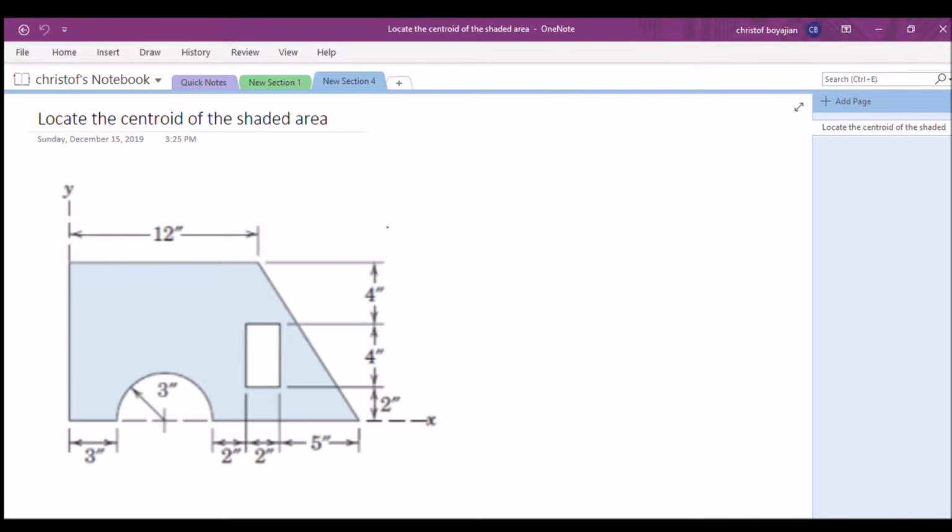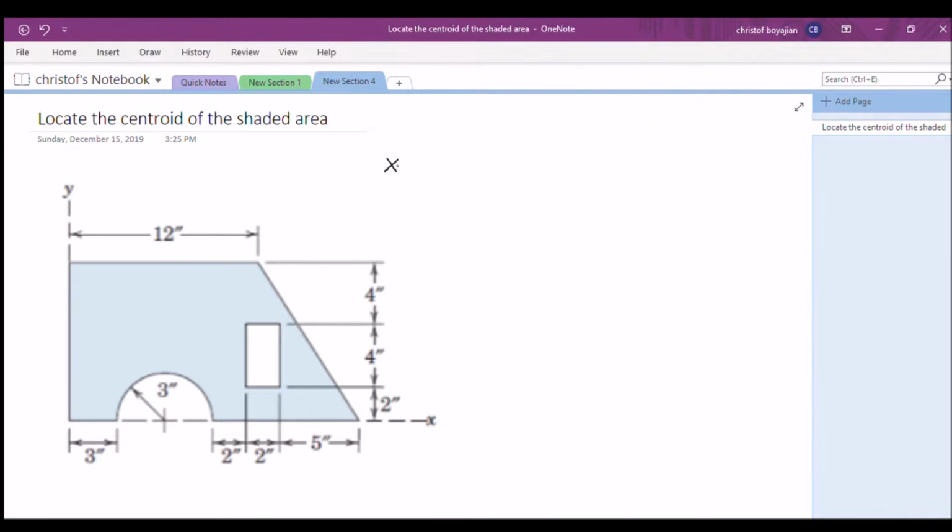Welcome. In this video, we're going to find the centroid of the shaded area below. Now, this method, we technically can use the integration method, but it is preferred that we use the composite technique. The composite technique requires us to know these formulas.